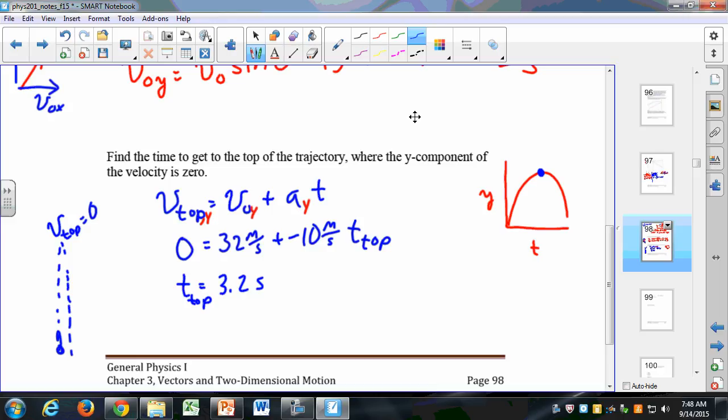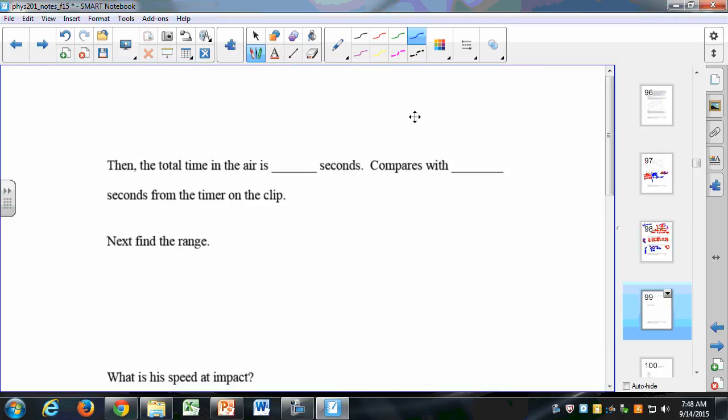So our total time then is going to be 6.4 seconds. So the total time in the air is 6.4 seconds. That's twice t top. If you look at the video, actually, this compares with about 7 seconds from the timer on the clip. So it's a little bit lower time.